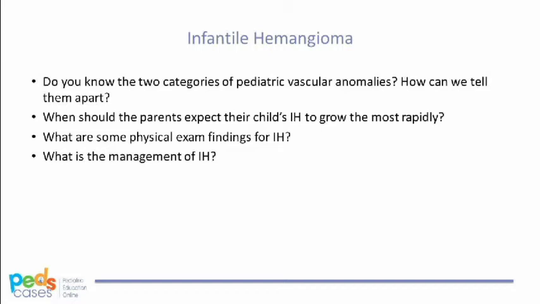Adjunct therapy such as oral propranolol to shrink the tumor and topical metronidazole antibiotics to prevent infection can also be considered. Should visual impairment such as astigmatism arise from pressure on the globe, consider systemic therapy and referral to ophthalmology. Involvement of the larynx can cause airway occlusion, which is a fatal emergency.